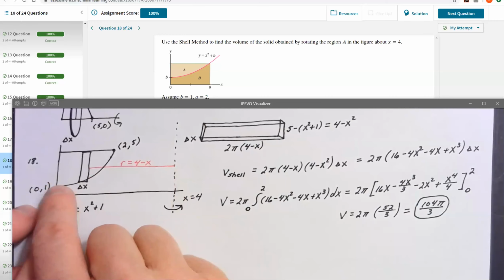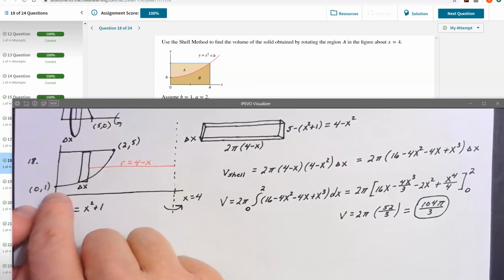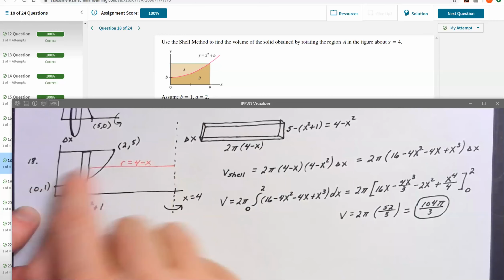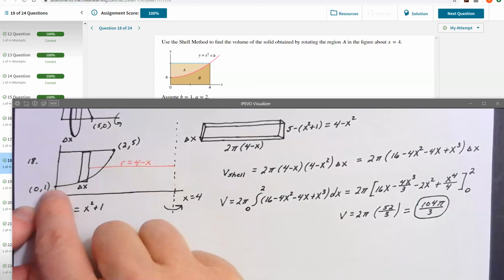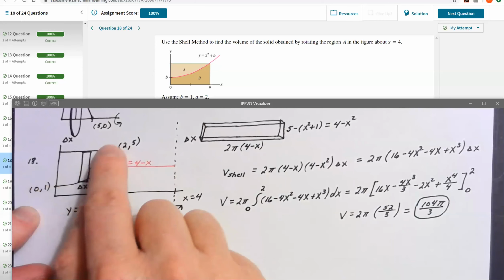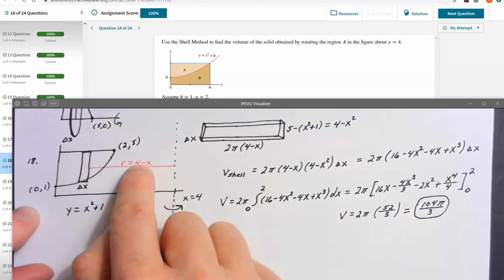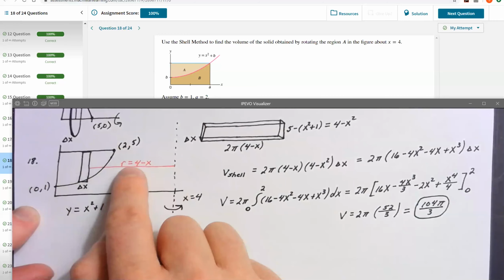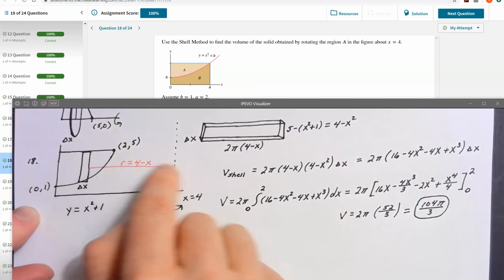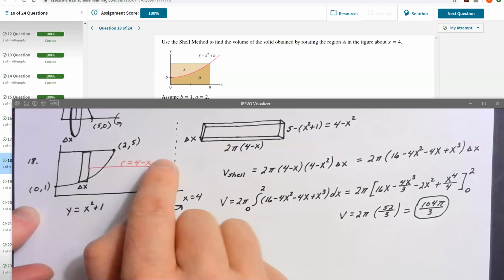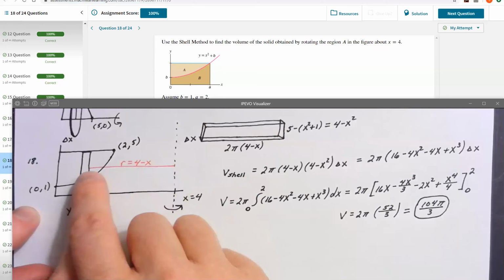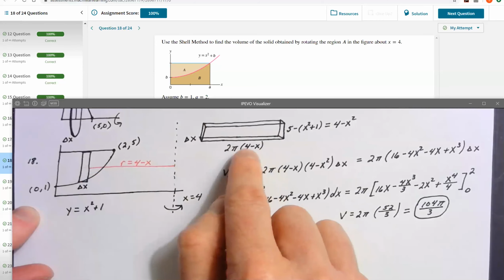This is a problem where any rectangle is located at a distance of x, as x goes from 0 to 2. In this problem, if x is some number between 0 and 2, then your radius is always at least 2 when x is 2, and it's 4 when x is 0. So 4 minus x works perfectly. Please always just remember, right minus left. So 2 pi times 4 minus x to get to the 2 pi r.